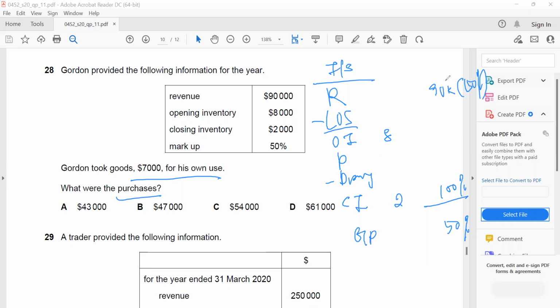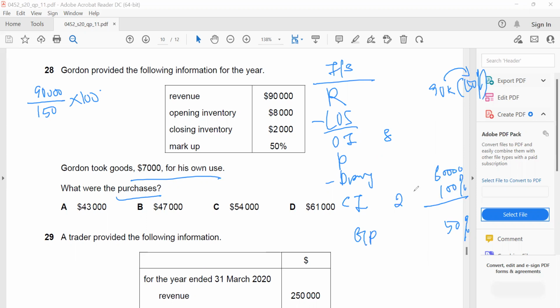So take this one, divide by this one times 100. So we get 90,000 divided by 150 times 100%. So we get 60,000. So this is 60,000.